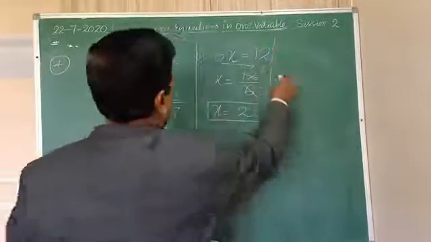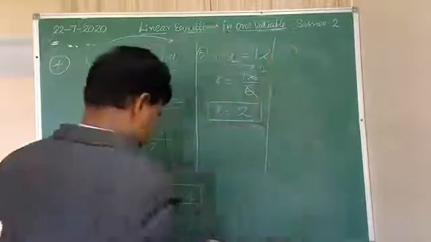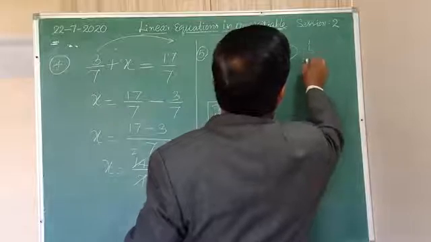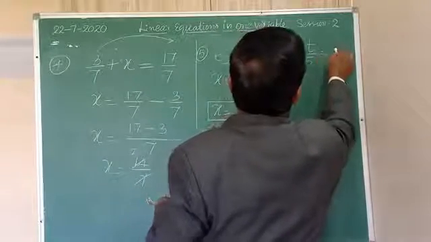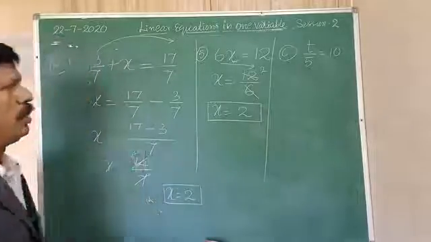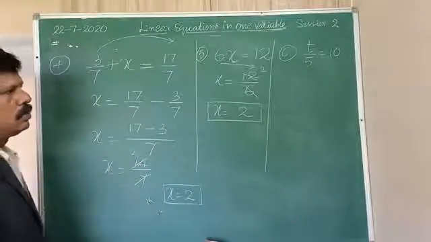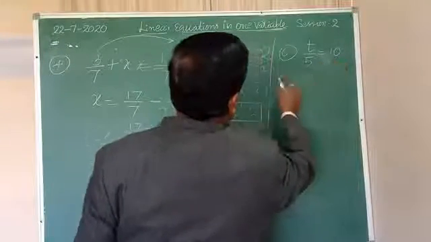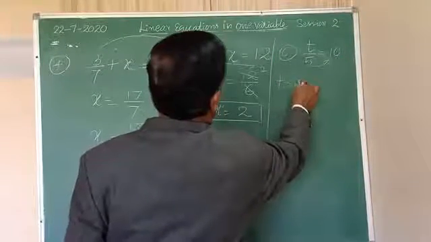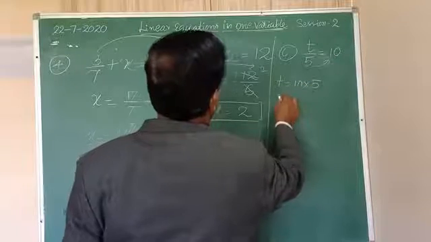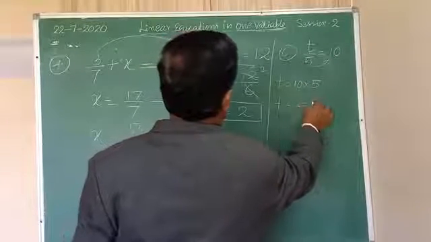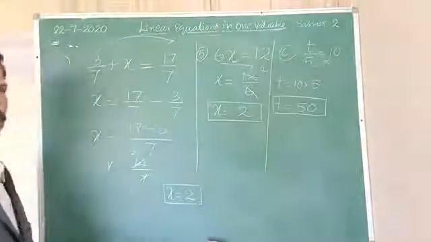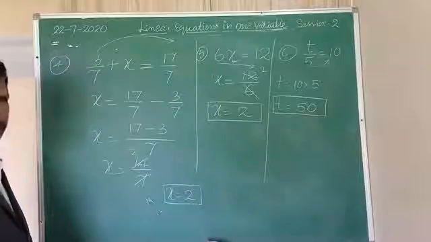Now the sixth problem, t by 5 equals 10. Look at that. t by 5 equals 10. Then here this denominator goes to the numerator. t is equal to 10 into 5. So t is equal to 50. 10 fives are 50.